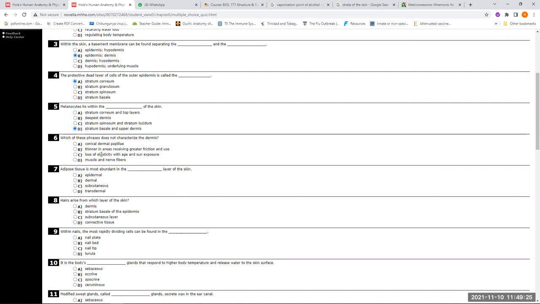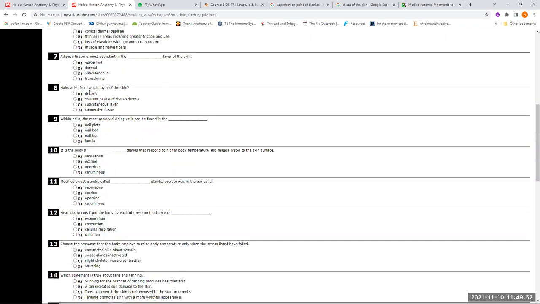You do lose elasticity, and by extension, muscle and nerve fibers as well. Think of bodybuilders. Anybody know any bodybuilders? Was a bodybuilder back in the day, but then later on, what do they become? They become a little bit numb, and it begins to sag. Now, do they have the conical dermal papillae? They do have the conical dermal papillae, so the odd one out is thinner in areas receiving greater friction and use. But this one is not on the syllabus, so you don't have to worry about that one.